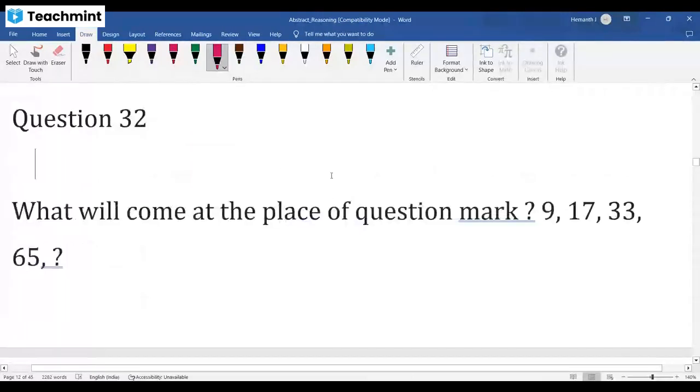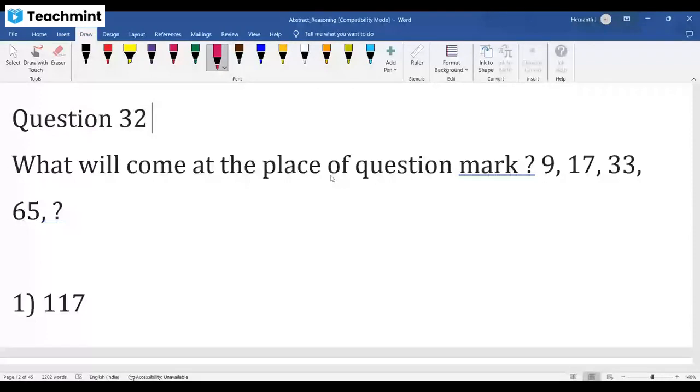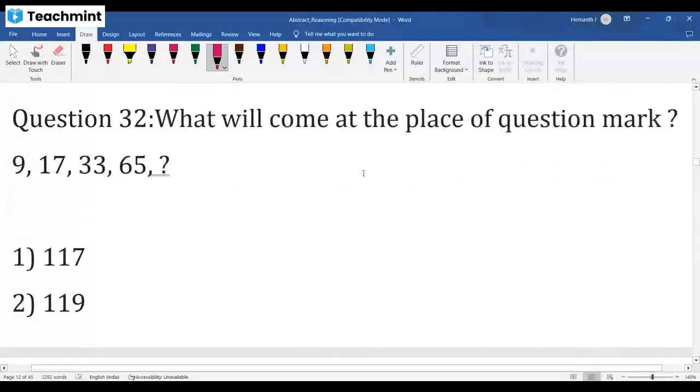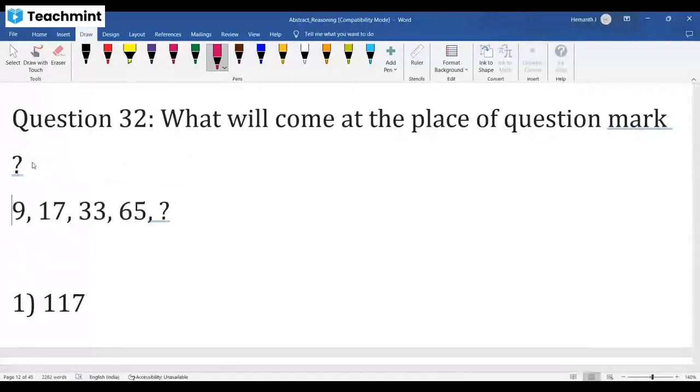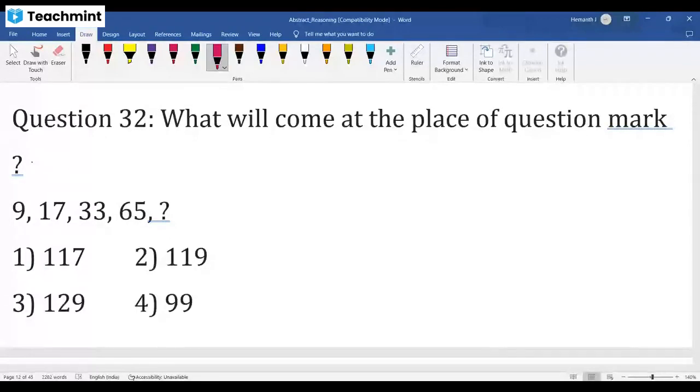You people got full idea regarding abstract reasoning. But I'm discussing because some people may not attend the regular session. So say this. So what is the thing? This question answered. 8 gap, 16 gap here, 32 gap. Next should be 64 gap. Your answer is 129.